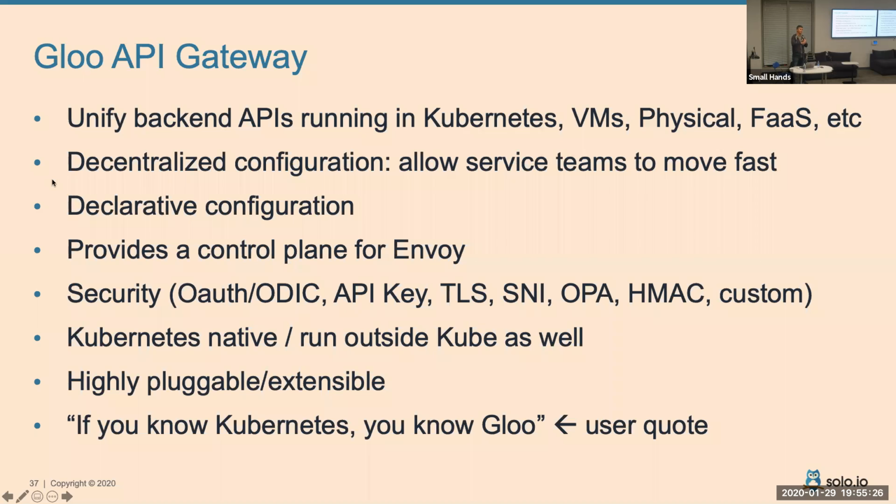So Glue is an API gateway. It runs in Kubernetes, but it doesn't have to run in Kubernetes. If you run it outside of Kubernetes, we could do that too. Just run it with HashiCorp Consul or something like that. It can talk to Kubernetes services. It can talk to legacy services, and it can talk to function as a service. I think you asked that, and we'll look at that.